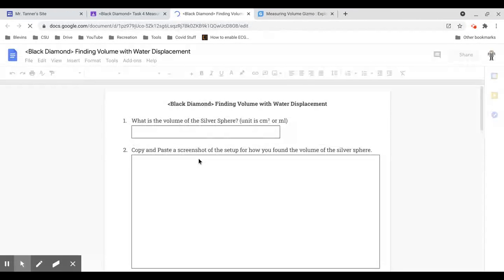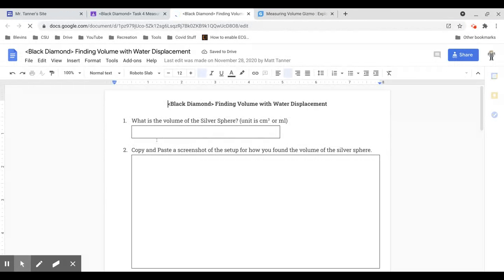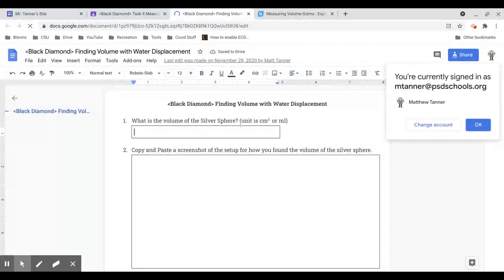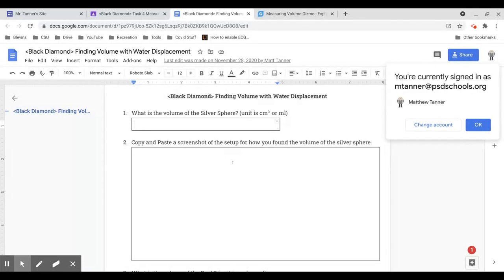So you're determining the volume of each object. So what's the volume of the silver sphere? You'll put the unit of centimeters cubed or milliliters. 1 centimeter cubed equals 1 milliliter. It's the same number, so the number won't change. And then you copy and paste a screenshot of the setup for how you found the silver sphere.